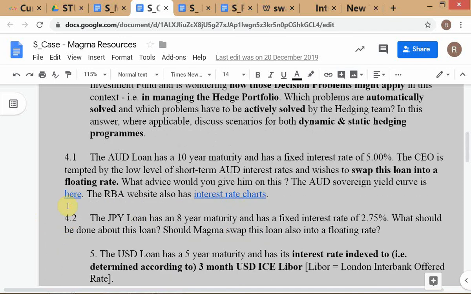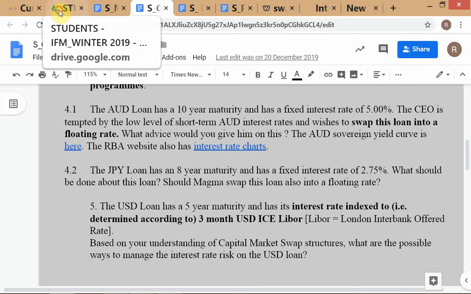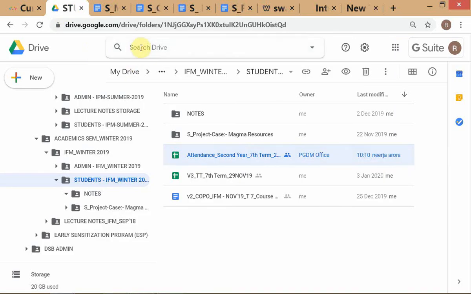Okay, so now we'll go on to the last two questions, 4.1, 4.2, and then 5. So these three questions essentially relate to what we call swaps. If you remember, we have discussed all kinds of stuff.